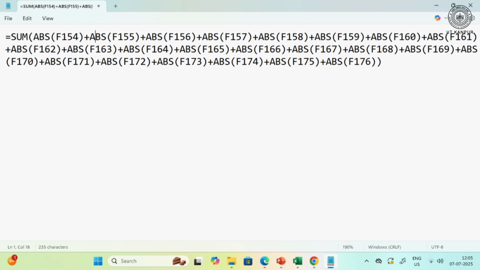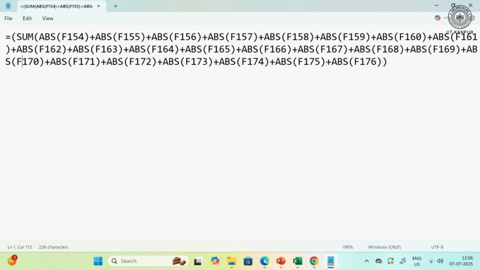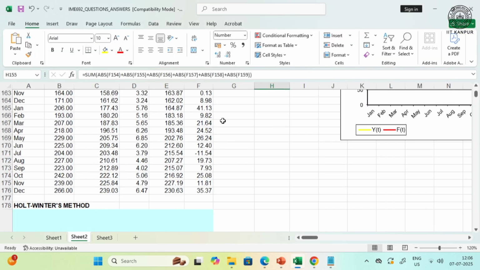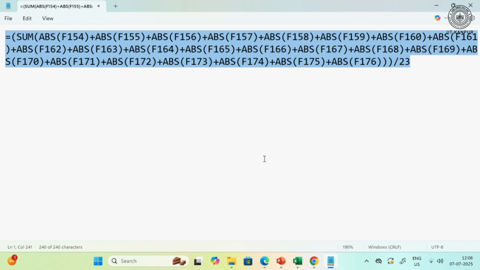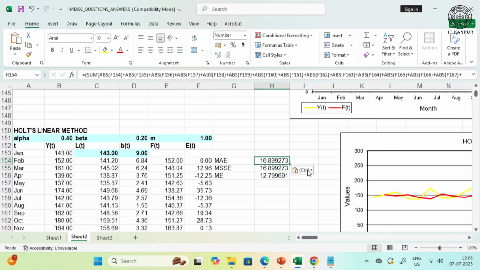I need to divide by, because it is the mean absolute error, I need to divide by 23. So, I divide the sum. So, if I put it here, so this would go here. So, the value is 16.899273.